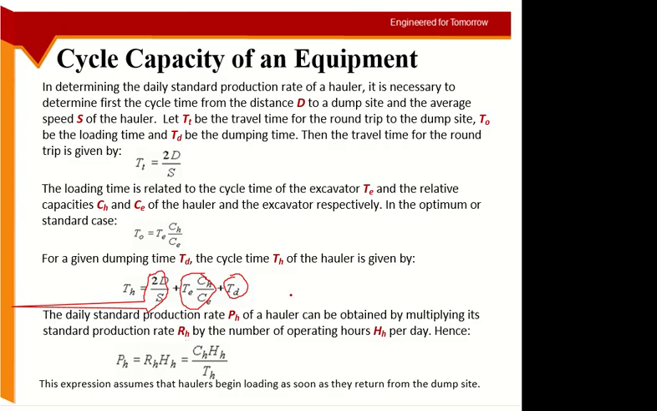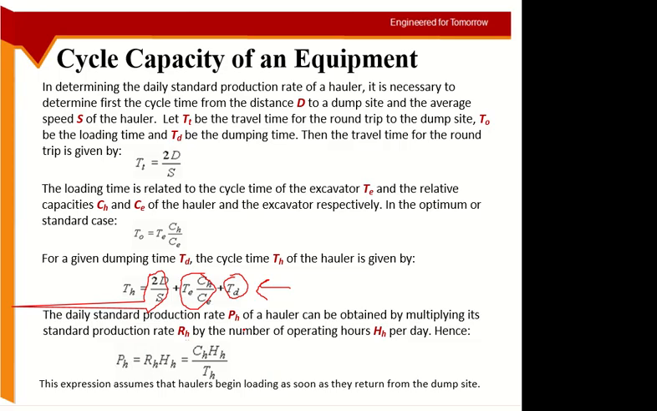And if you want to calculate the productivity of the hauler, hauler capacity upon time will give you the rate of the hauler. Hauler capacity we can know from the size of the hauler, and time will come from here, the total time required for one cycle of the hauler. So capacity upon time will give you rate, multiplied by the number of hours for which you can use the hauler. Now in this case we are not including any idle time. In this whole calculation there is no idle time.